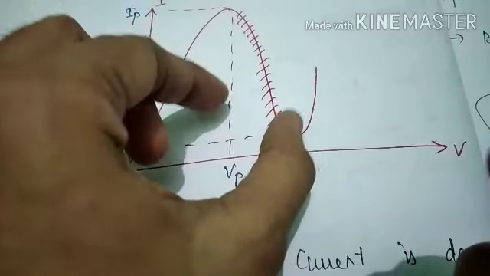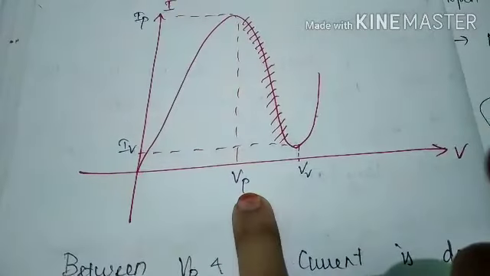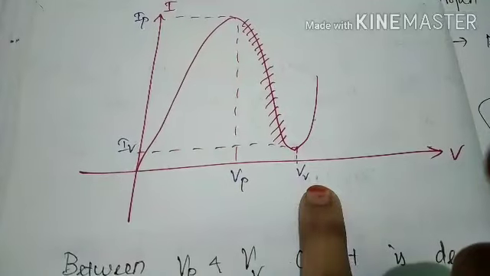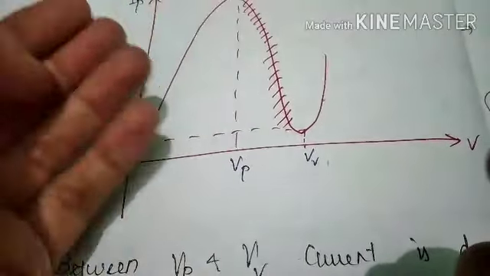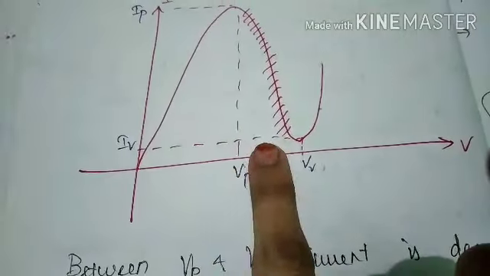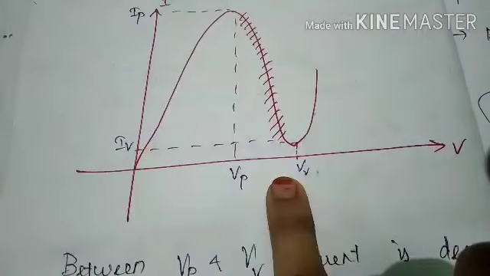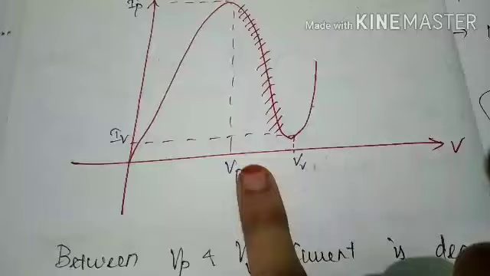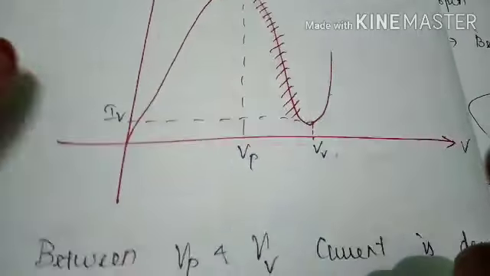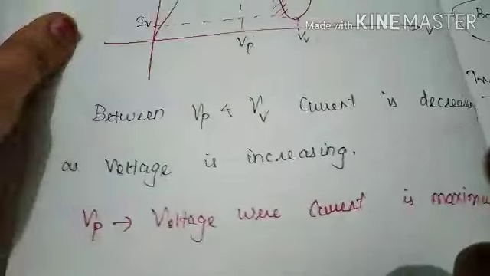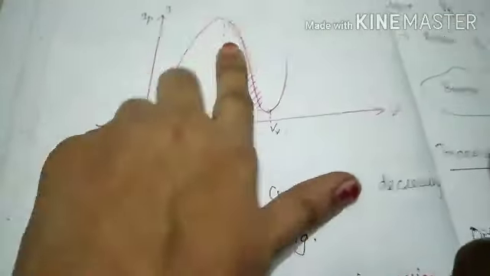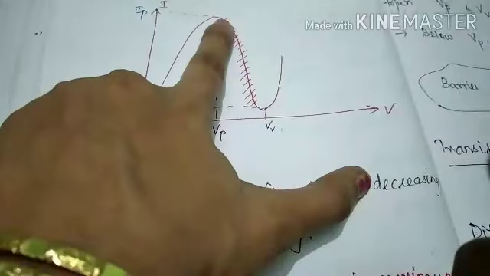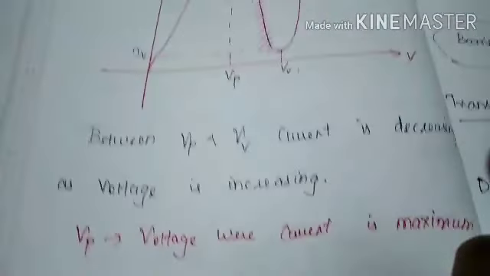The tunnel diode will operate only between these values, Vp and Vv. Right? So below Vp, it is like a small resistance value. It is just a small resistance, right? So between Vp and Vv, it generally acts as a negative resistance region, and it acts as a tunneling diode, right? Between Vp and Vv, current is decreasing as the voltage is increasing. So Vp is the voltage where the current is maximum. The peak current voltage is said to be Vp, right?